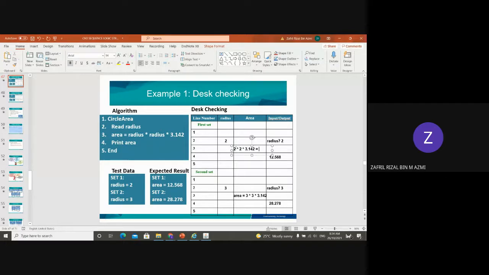So do the calculation based on this equation. Must insert the value in the variable. 2 multiplied by 2, and then 3.142. So what is the answer? 12.568.